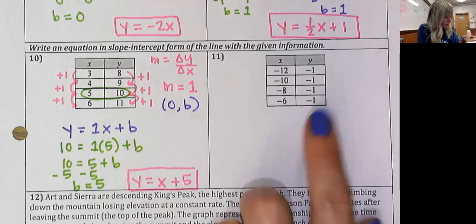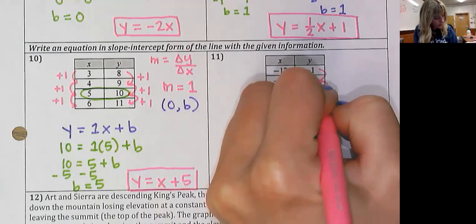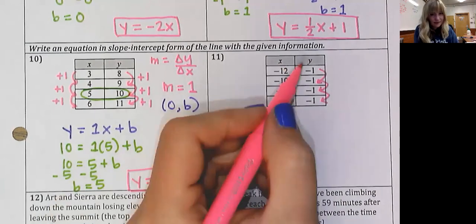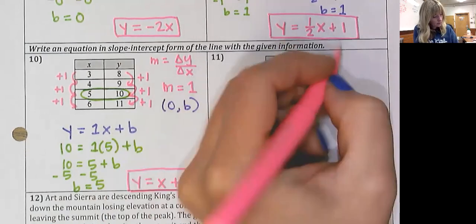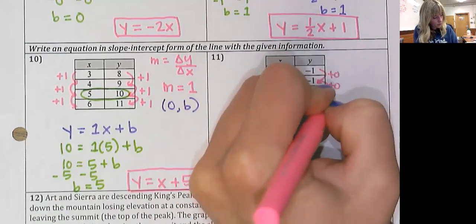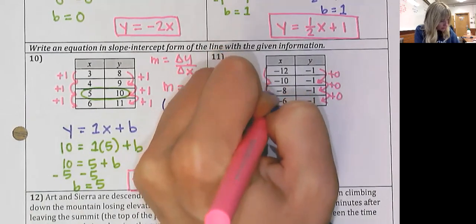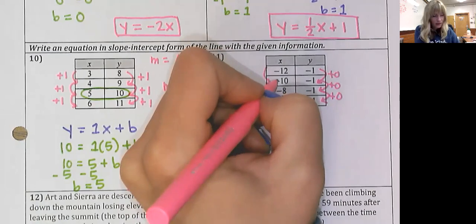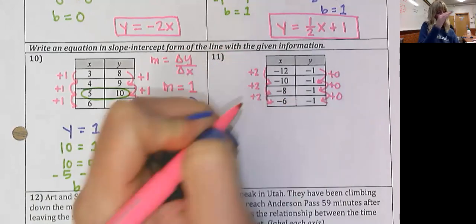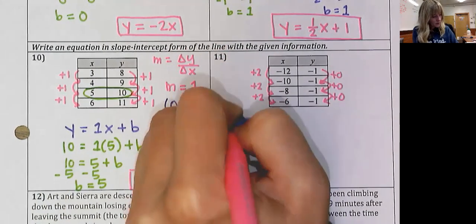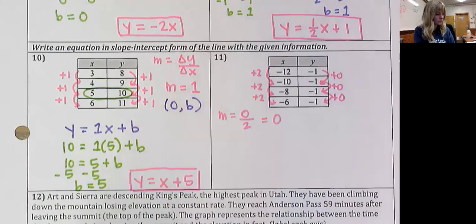Okay, number 11, let's do this again. First of all, change in y over change in x. Wait, what? What's happening there? How's that changing? Oh, it's not. Plus 0, plus 0, plus 0. Okay. How is this changing? Negative 12 to 10 is going up 2. These are going up because they're coming up out of the negatives, right? All right, so the slope is 0 over 2, which is 0.